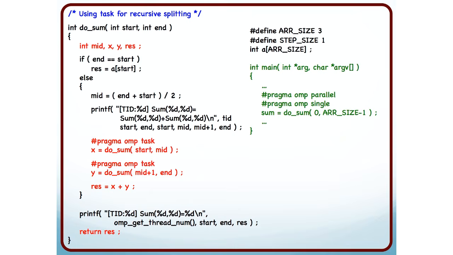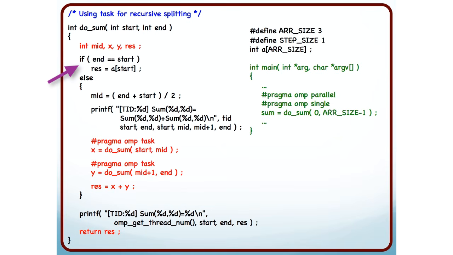And this is the implementation of doSum. What does doSum look like? So what it's going to do is it's going to do recursive splitting. It's going to divide the array into half and create two tasks. One to compute the sum of the right hand side, one to compute the sum of the left hand side.